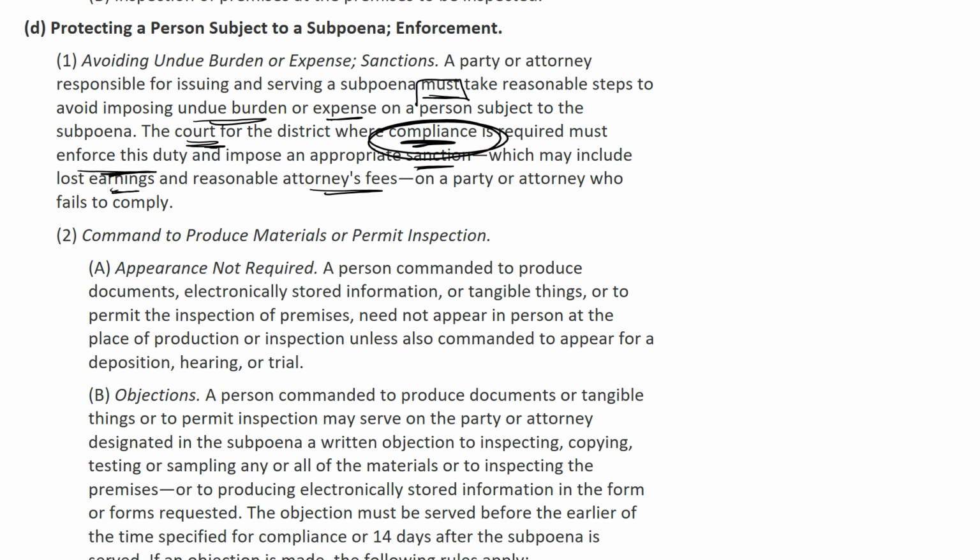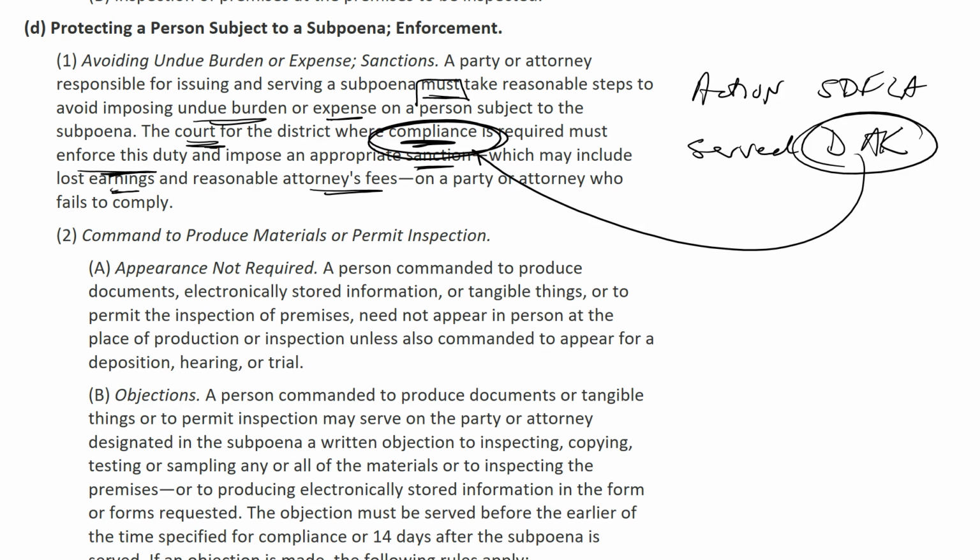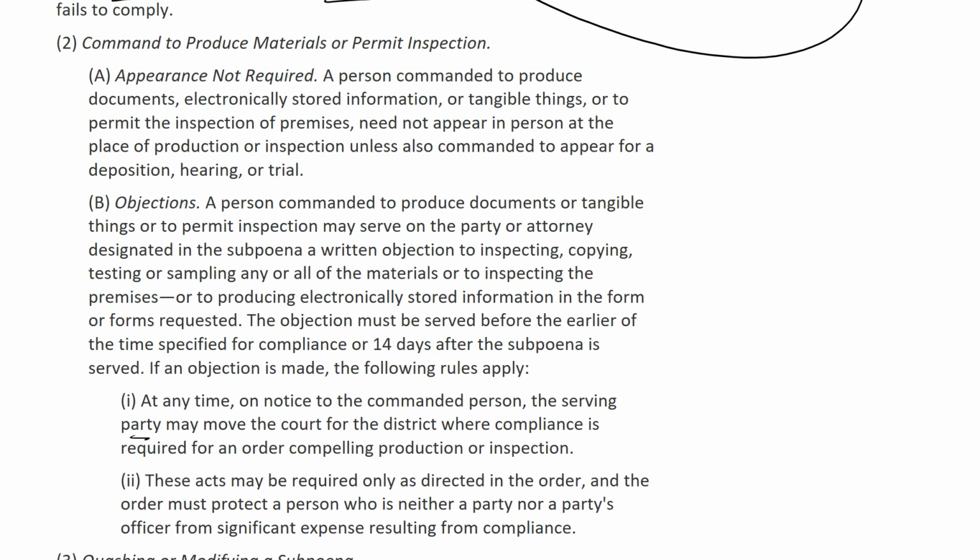So say the court where the action is the Southern District of Florida, right? But the subpoena is served on me in the District of Alaska, right? Well, that's the court where compliance is required, and that's the judge that's going to enforce that duty, which may include sanctions on the attorneys or parties that violate the rule by posing undue burden or expense on the person subject to the subpoena.